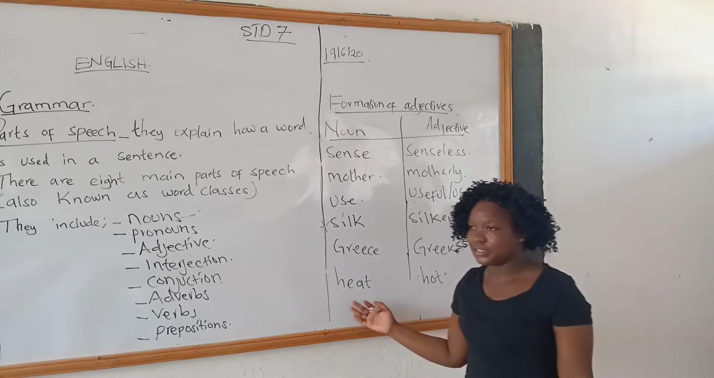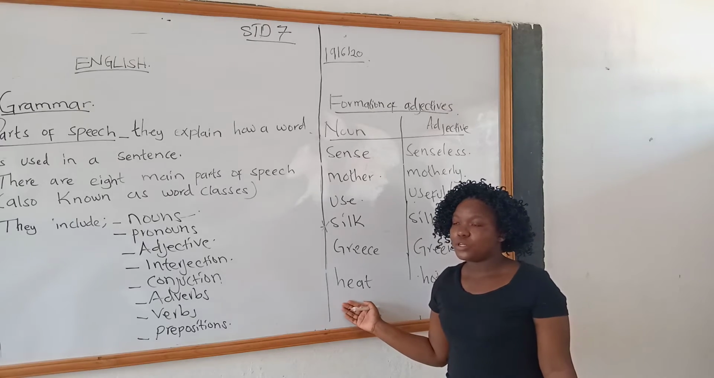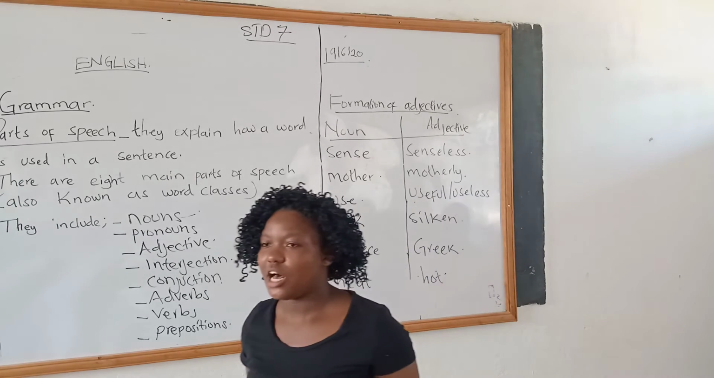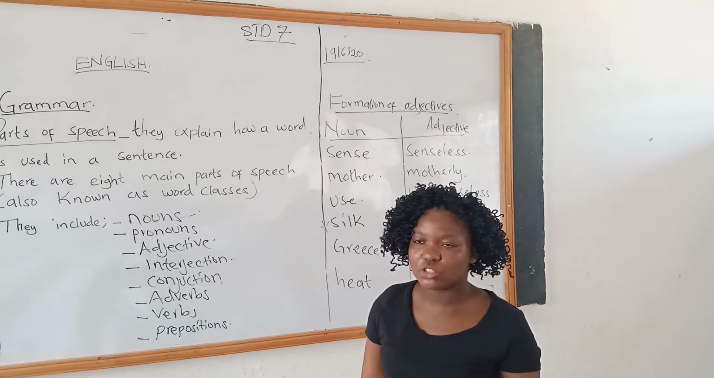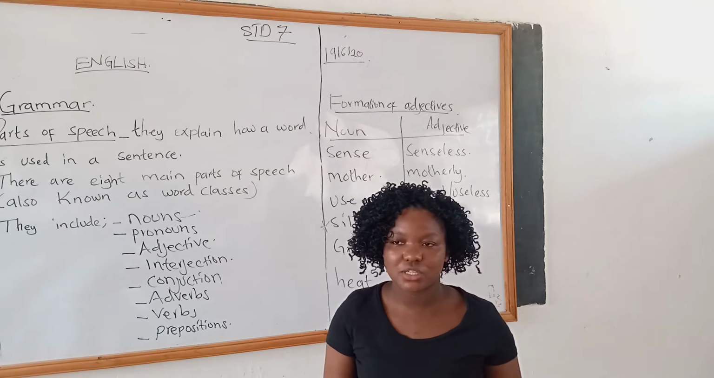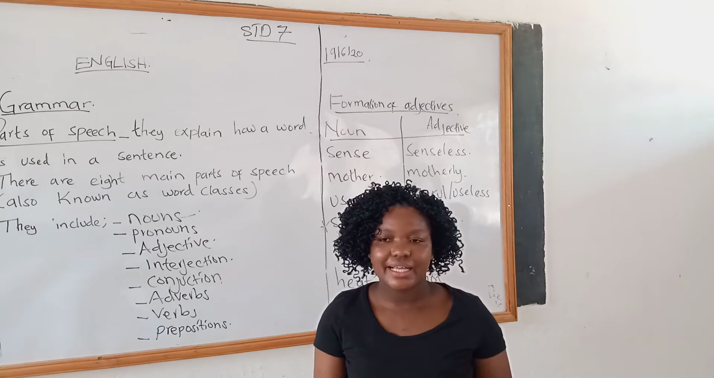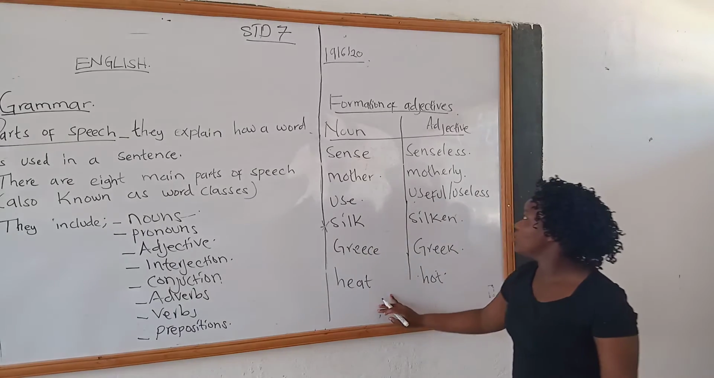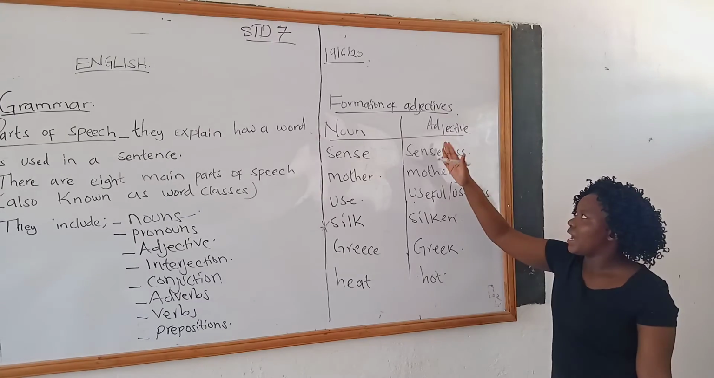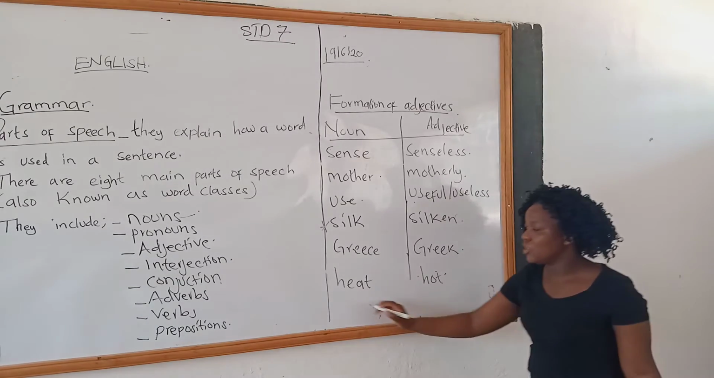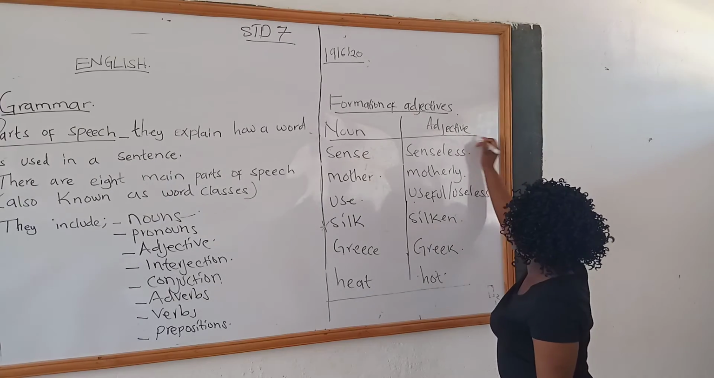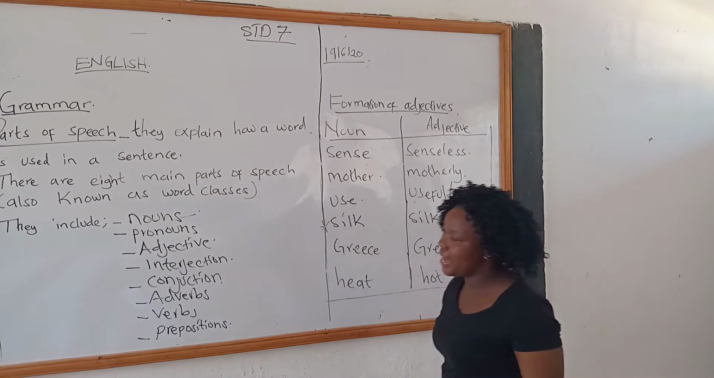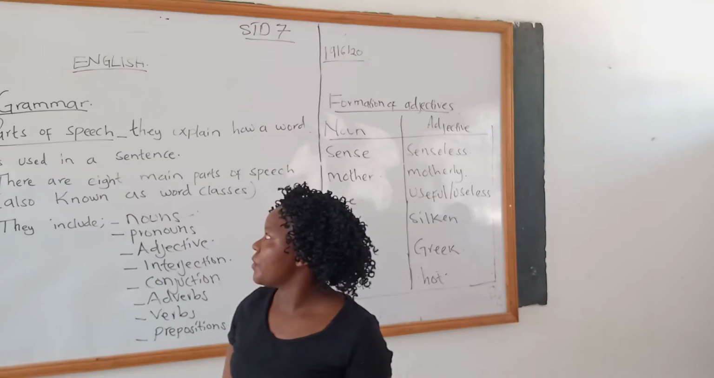Then we have heat. What is heat, learners? What happens when it is cold? How do you react? Do you just sit there? Most of us use jikos. So what is the use of that jiko? That jiko is used to provide us with heat. So heat is a noun, and the correct adjective form of the word heat is hot. So these are some examples of adjective forms from nouns. I hope you are together up to that.